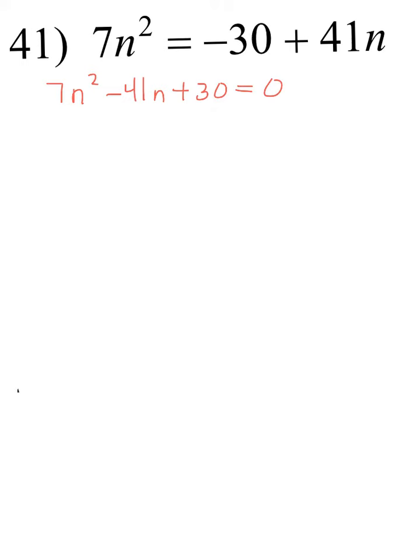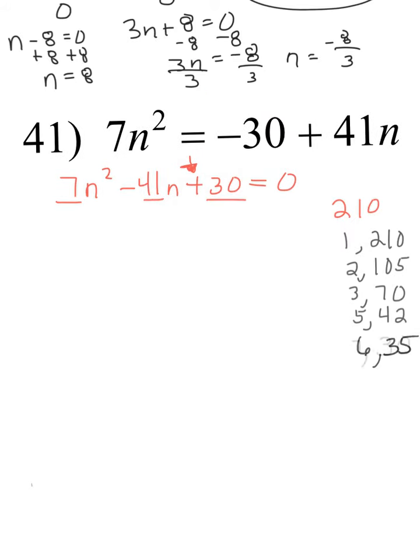Okay, so the first step, we multiply a times c, and we get 210. Then we're going to find the factors of 210, and again this time we have to add them together so that they equal 41. So we're going to create the factors of 210 and find the factors that add together to equal 41. Once we get to the factors that when added together give you 41, we can stop. So 6 plus 35 gives us 41.